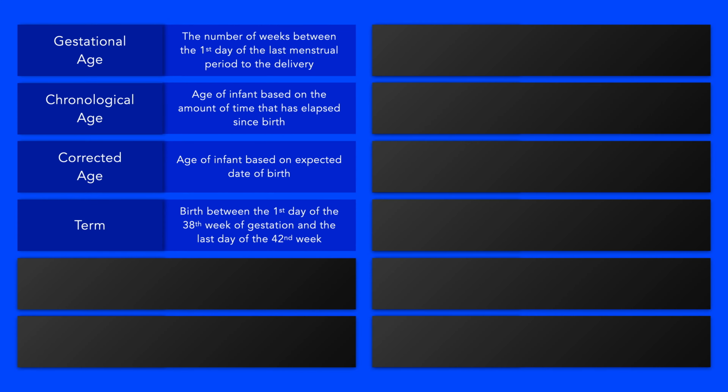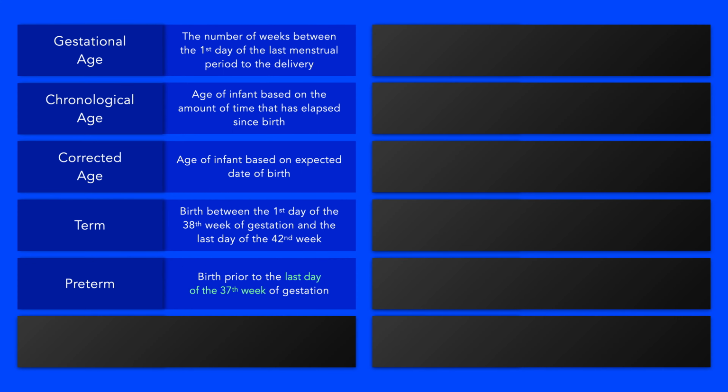Term refers to babies that are born between the first day of the 38th week of gestation and the last day of the 42nd week, essentially, more than 37 full weeks, but less than 42. This term, however, is split into three parts. Early term refers to babies born between the first and sixth day of the 38th week. Full term refers to babies born between the first day of the 39th week and the 6th day of the 40th week. And late term refers to babies born between the first and 6th day of the 41st week.